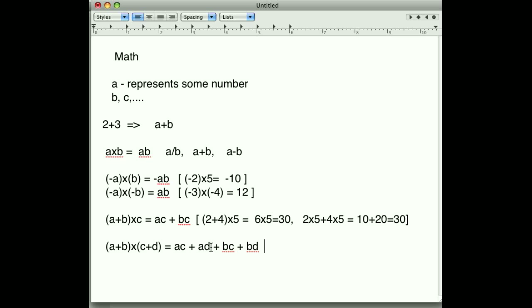And if we take an example from numbers, let's say it was 2 plus 3 times 4 plus 1. So A is 2, B is 3, C is 4, and D is 1. And let's see what happens if we multiply it in the way we did with the letters.